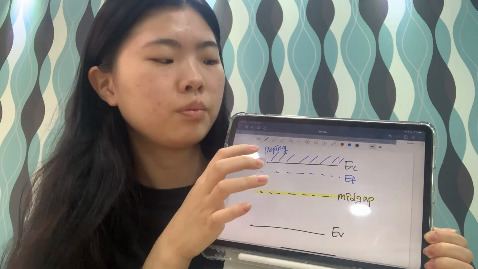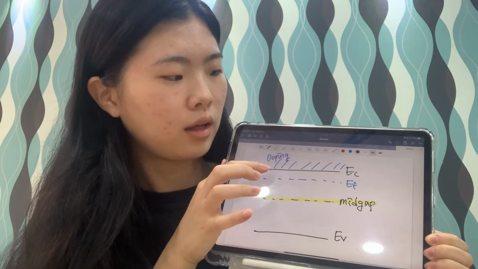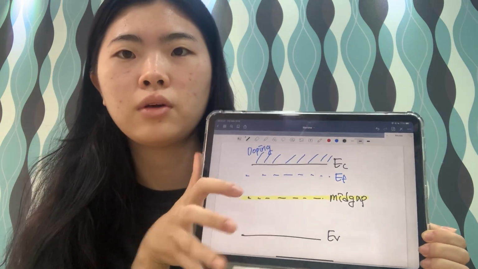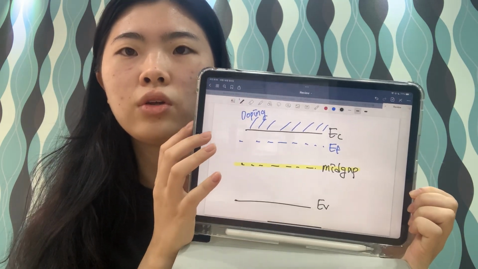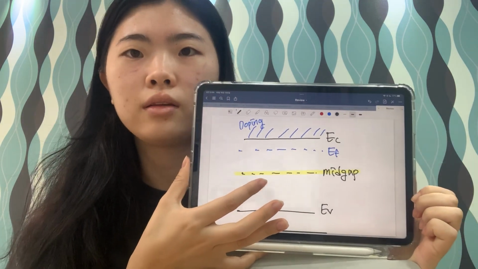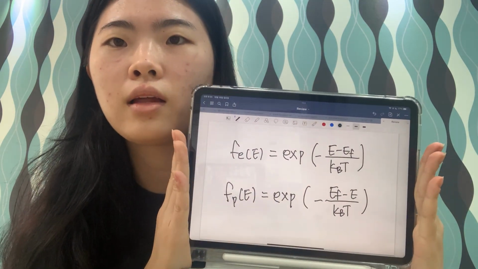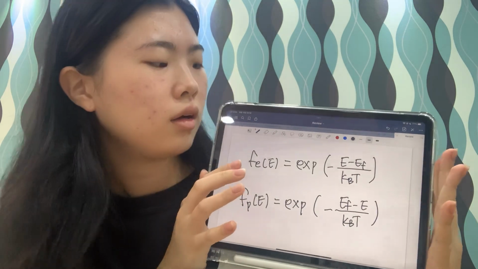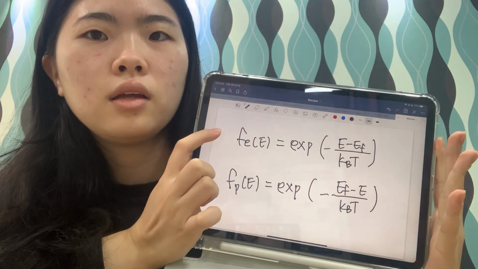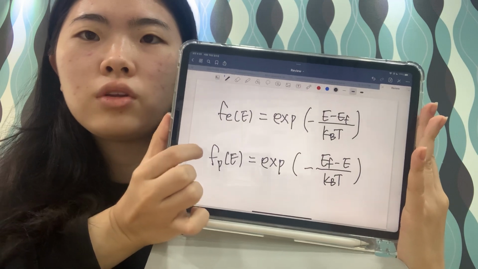And if we dope the conduction band, the Fermi level goes higher than the mid gap. So we should know the difference in the Fermi-Dirac level. This is the Fermi level, for electrons and holes. We can calculate the Fermi level based on this, and this is the equation for holes.